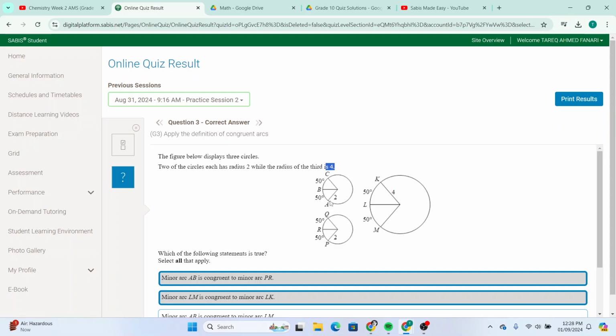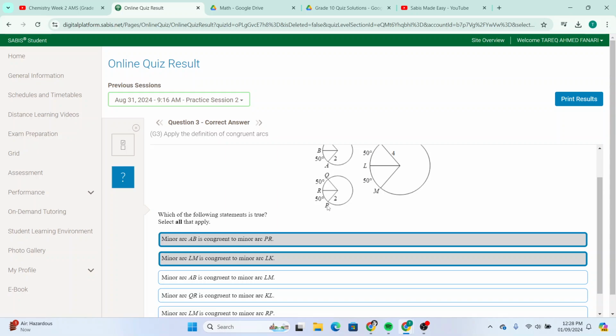Now, CB would also be congruent to QR, and CB would be congruent to RP. Same with AB. Because as you can see, the measure is 2, and the measure here would be 2 as well, and the 50 degrees is here, 50 degrees here, so they're congruent. And these two are congruent, so these two are congruent as well. And now QR is also congruent to RP.